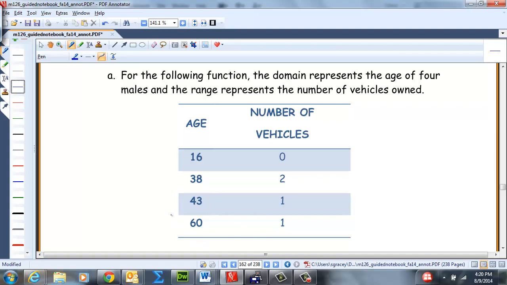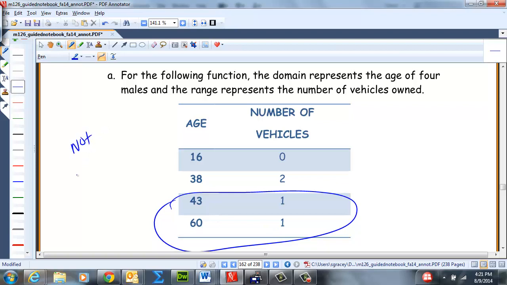So this is a function, right? Because each element in the domain maps to exactly one y value, but it is not one-to-one because of these two here. 43 maps to 1, as does 60. So we would say not one-to-one.